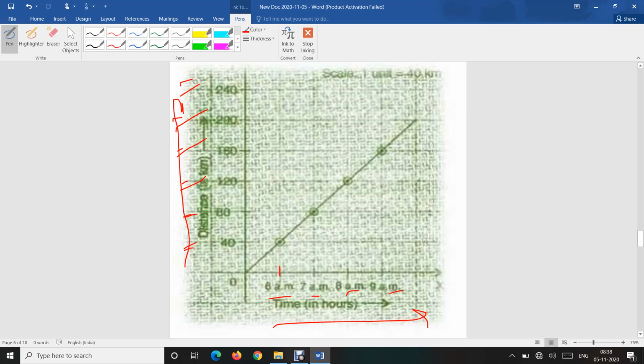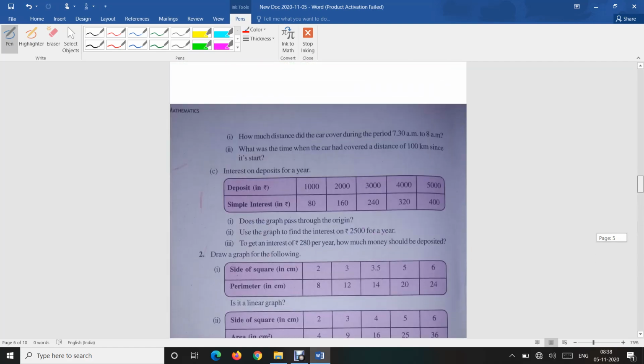Now when time is 6 am, distance is 40. So this is the first. When time is 7 am, distance was 80. When the time is 8 am, distance was 120. And when the time is 9 am, the distance was 160. So this is the linear graph for that. Now the car covered 20 kilometer distance. Now see the next part of that question.